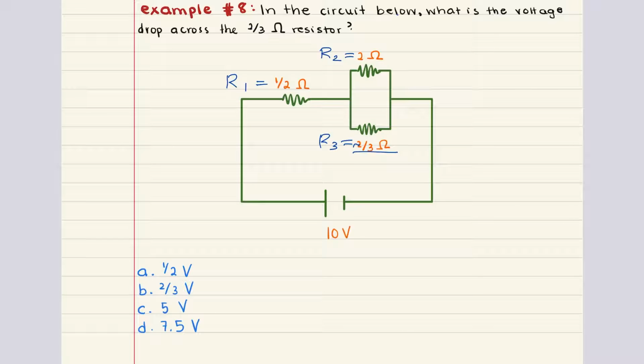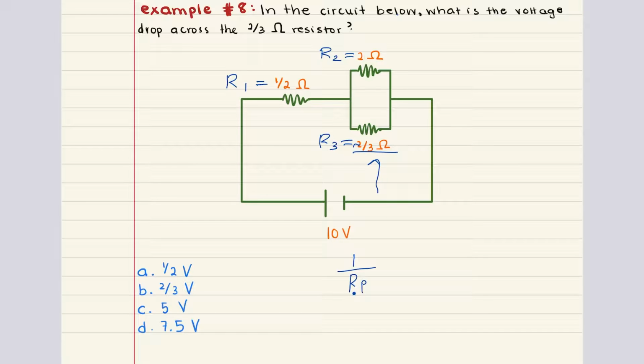And what we notice here is that R2 and R3 are in parallel with each other, and they are in series with R1. And this is important because to determine the voltage drop across the R3 resistor, we need to start by calculating the total resistance in the circuit. For the resistors in parallel, the equivalent resistance is going to be written in this form.